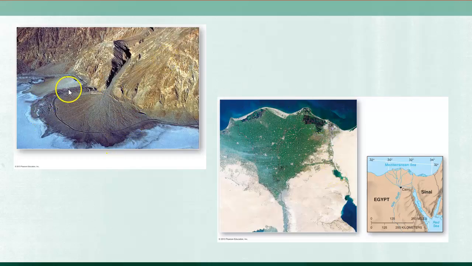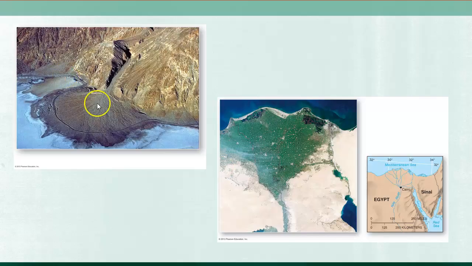You can see here an alluvial fan in a dry, arid area. This is the Nile Delta, which is a really nice example of an arc-shaped delta, although there is a little cuspate formation that we have right here in the Mediterranean.